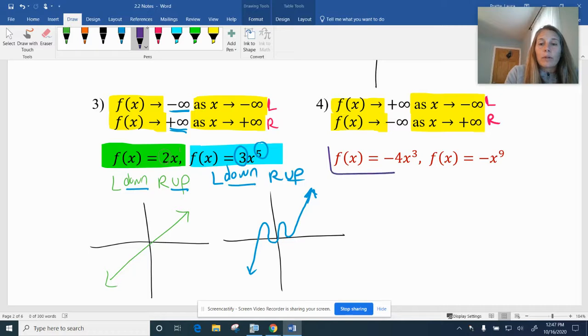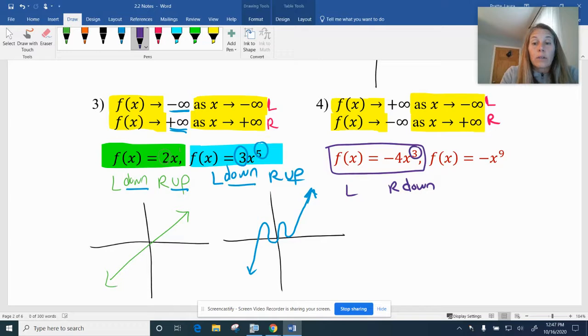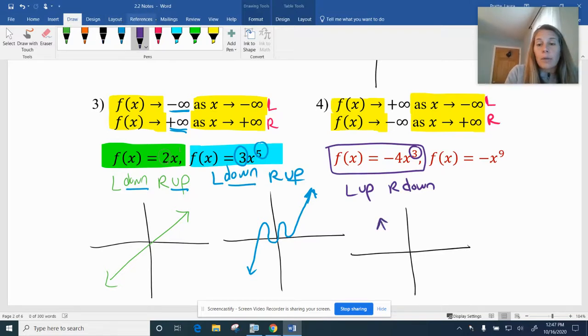Okay, so this one here, negative leading coefficient right there tells me my right side is going down. Odd exponent means the left's going to do the opposite and go up. So if I were to draw that one, and this one's cubic, so I know the left is up, the right is down, and this one will have like one curve in there.